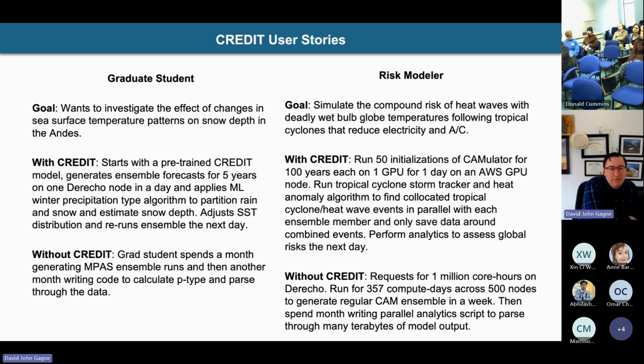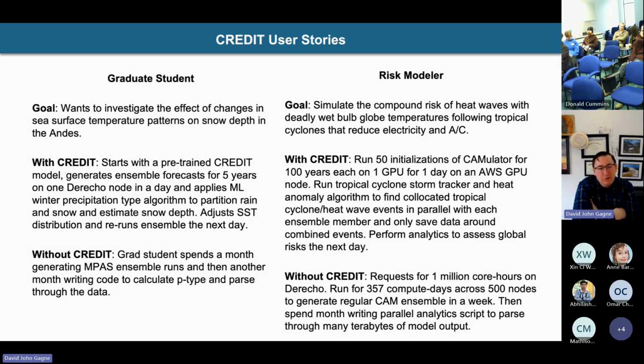If you have credit, if you take our CAMulator, you could generate ensemble forecasts for 5 years on one Derecho GPU node, I should say, in a day, and then apply some kind of machine learning precipitation type algorithm that we've also developed to look at rain and snow and estimate snow depth, making various assumptions about your snow to liquid ratios. And then you can rerun the whole ensemble with different SSTs the next day and kind of play around with that.